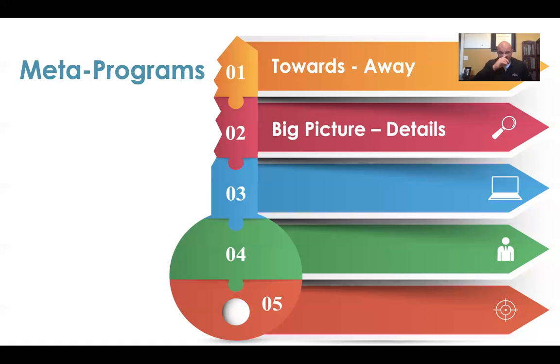The next meta program is what we call big picture versus detail, or global versus detail. These are context specific. So I might be pain oriented in one context and pleasure oriented in another context. So it's different from context to context. So just because I'm big picture at home, I might be very detailed at work. Okay. So it's not just across the board.